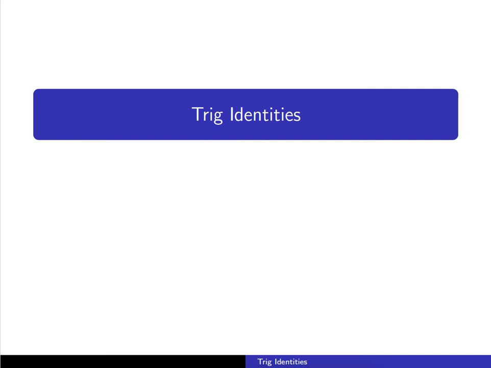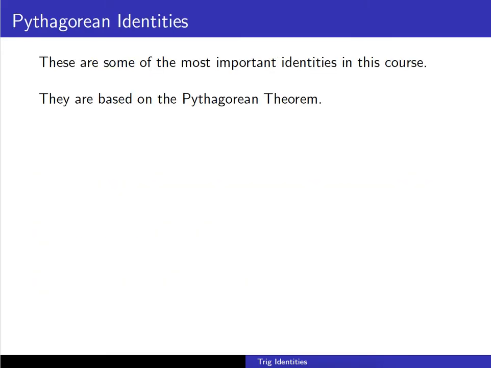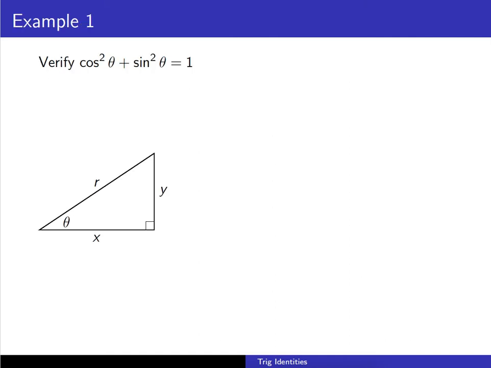In this video, we're going to take a look at trig identities. And first up, we're going to derive what are known as Pythagorean identities. So Pythagorean identities are some of the most important identities in a course using trigonometry. And they're based on the Pythagorean theorem, hence why they're called Pythagorean identities.